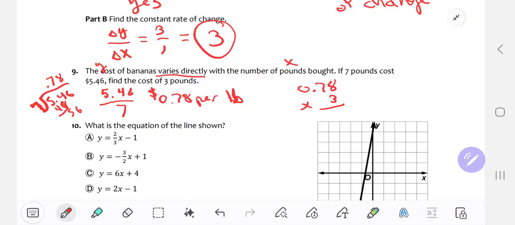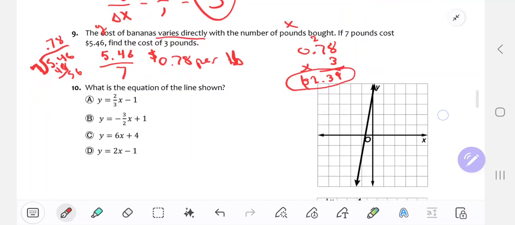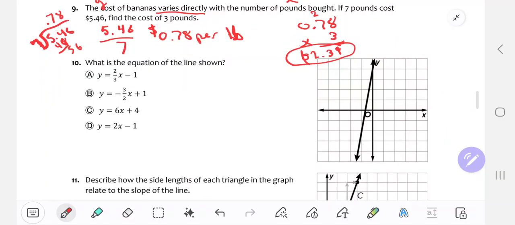Then we just have to multiply that by 3 because that's our unit rate and 3 pounds. Now we could make an equation and set that all up, but I don't think we need to do that. So that's 4, 21, 23. So our cost for 3 pounds would be $2.39.